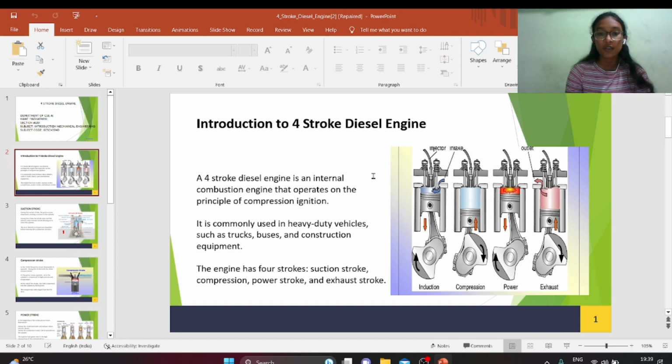It is commonly used in heavy vehicles such as trucks, buses and other equipment. The engine has 4 strokes: suction stroke, compression stroke, power stroke and exhaust stroke. So in these 4 pictures shown here, the first one is the suction stroke, the second one is the compression stroke, the third one is the power stroke and the last one is the exhaust stroke. So let's study these 4 strokes in brief.